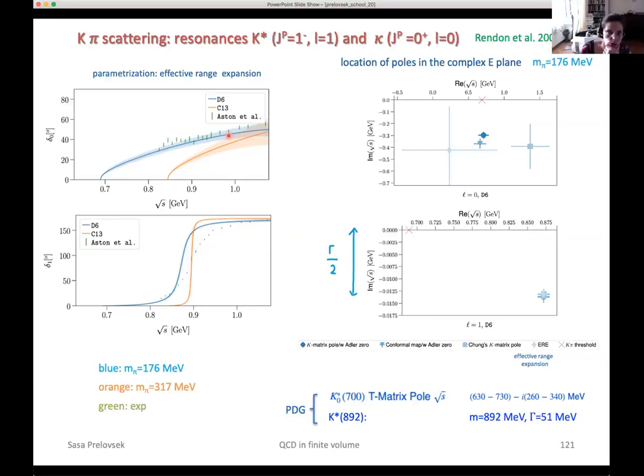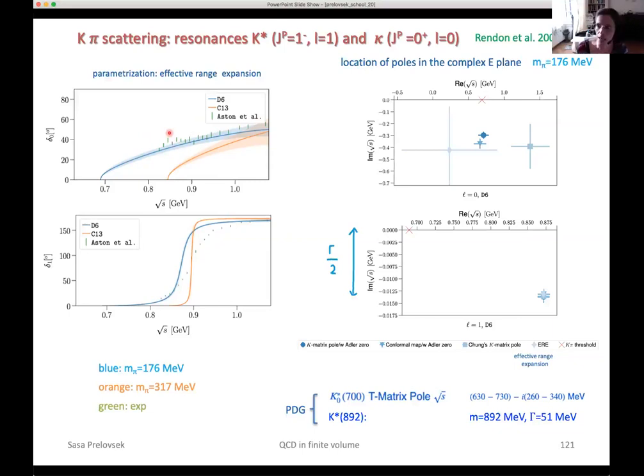Now another question. Here, it's obvious we have a resonance. It's crossing 90 degrees, it's around 900 MeV. What about here? Do we have a resonance or we don't? It never reaches 90 degrees. Well, here the resonance that would appear would be K star. Here the resonance that would appear would be a so-called kappa resonance. It is a scalar resonance that is now back in PDG.